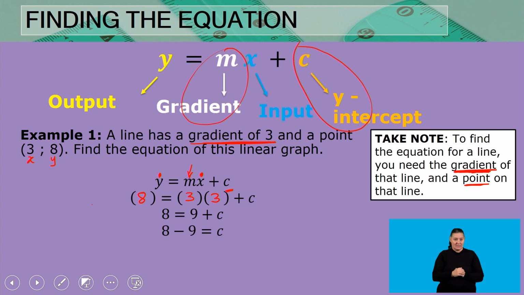Then we use the additive inverse of a positive 9 to get the value of c. So that is 8 minus 9, and we can see there that c is a negative 1. Now once we have our y-intercept, we can complete our equation and say that our equation is y equals 3x minus 1. The 3 being our gradient and the minus 1 being our y-intercept.